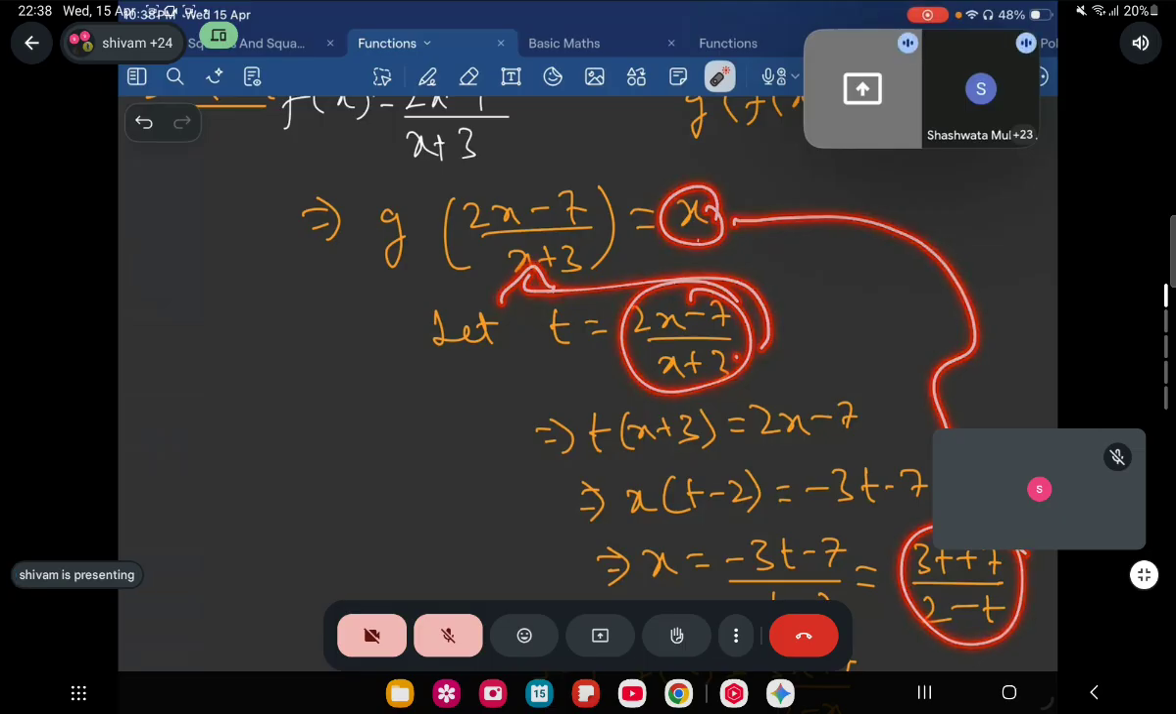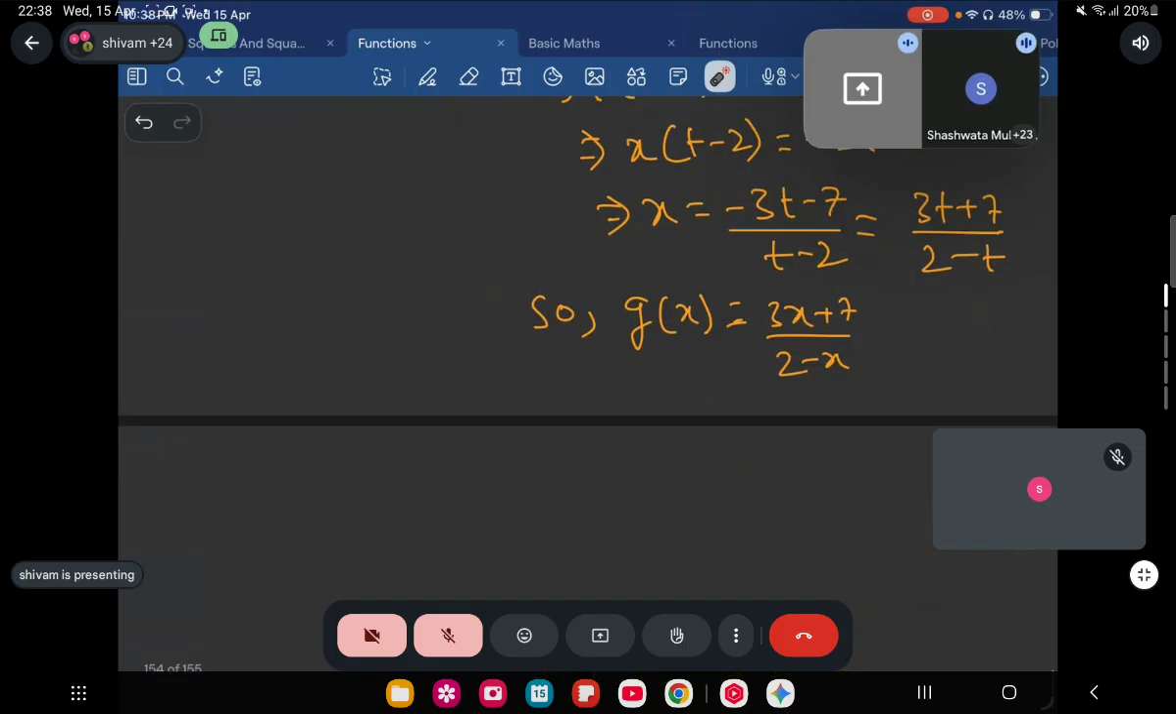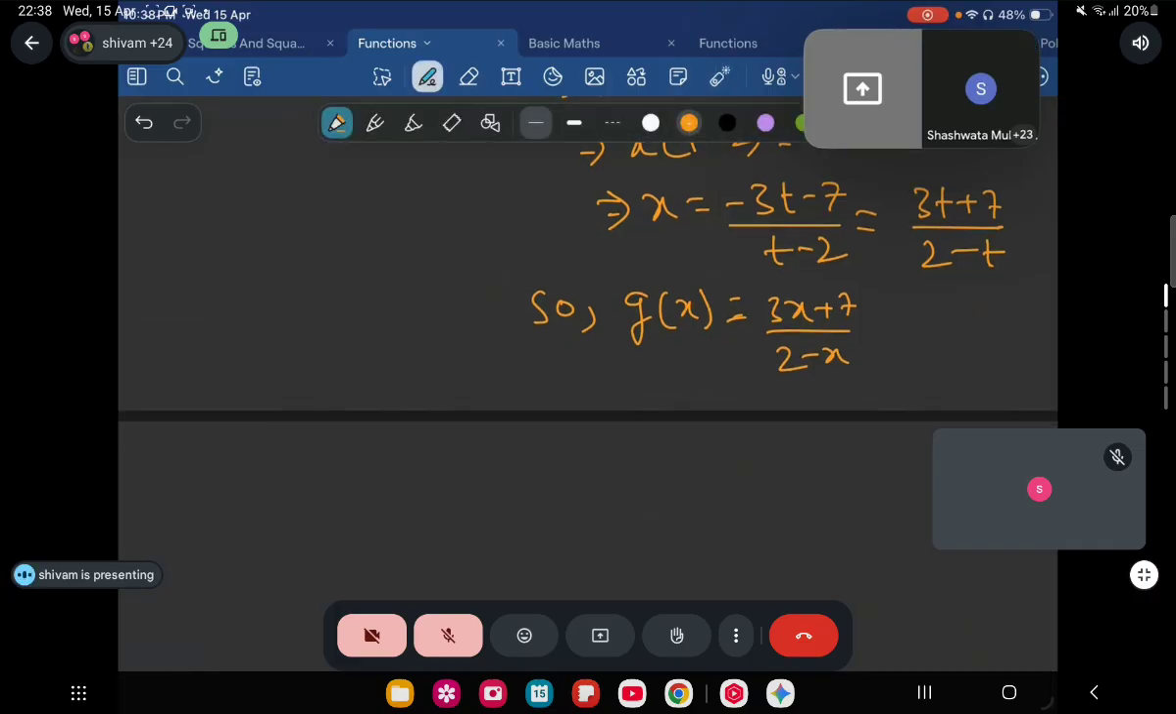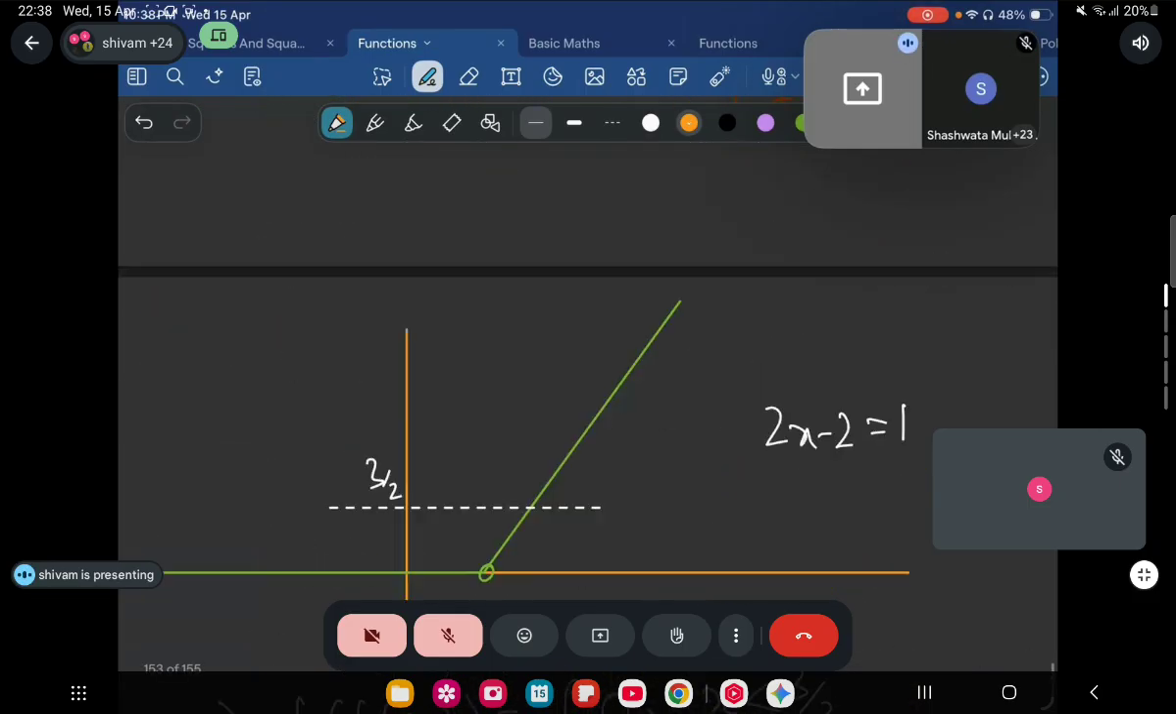Now we have to put x instead of t. Exactly. First of all, g of t will be equal to 3t plus 7 upon 2 minus t. This implies g of x will be equal to 3x plus 7 upon 2 minus x. Done. Is it clear, Shashwatu? Tell me. Yes, sir.